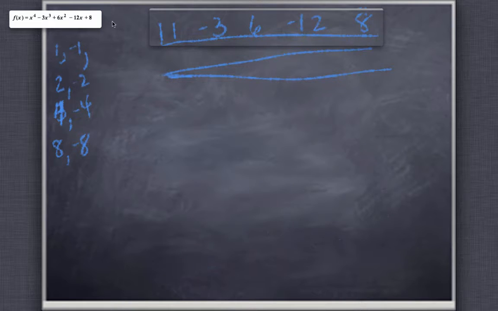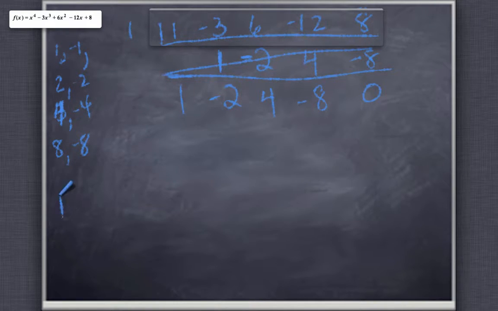Okay, so the first one we're trying is 1. Bring down the 1. 1 times 1 is 1. Plus negative 3 is negative 2. Times 1 is negative 2. Add those and we get 4. 4 times 1 is 4. Minus 12 is minus 8. Minus 8 times 1, that's 0. So we have found 1.